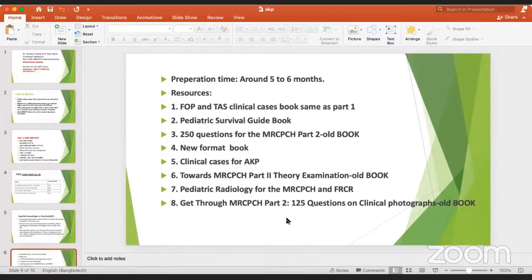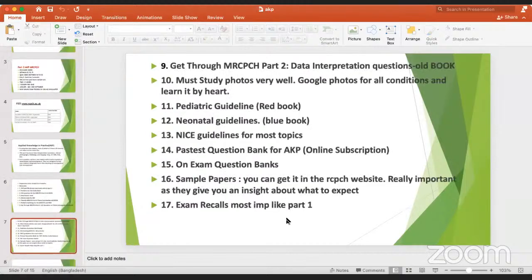Get through books, this is an old book, so get through it for data collection. This is a very, very old book. You can read it if you have time. Otherwise, I don't think it is a very important book.